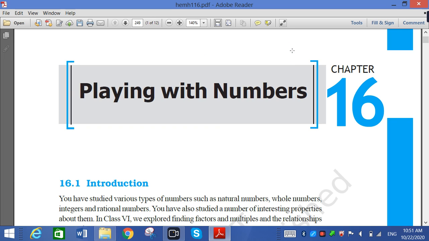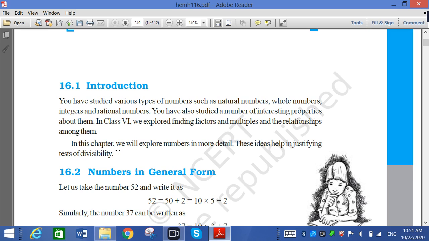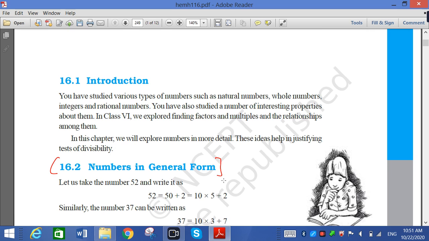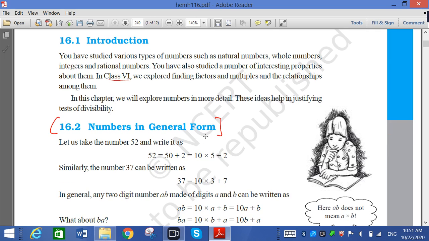Today we want to discuss playing with numbers related to the general form, which you have already learned in 6th standard. If I want to write 52, then I write 5 into 10 plus 2. So 10 is fixed. If I write 73, then 7 into 10 plus 3. So 10 is the place value that we have to write.